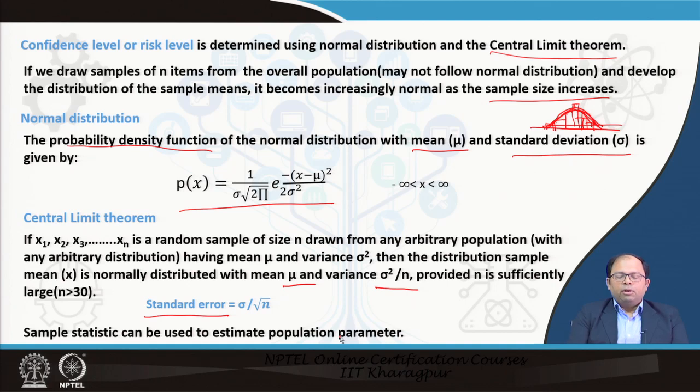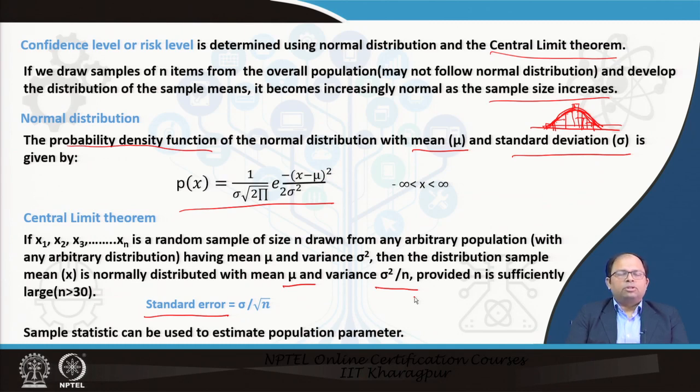That means if I collect a sample and I see that the mean is of a particular value, then I can say that the overall population will have the same mean. And if I collect a sample of more than 30, and we also check the standard deviation of the sample, then we can say that this standard deviation is equal to the standard deviation of the total population divided by the root of the sample size. So from this we can say that the sample statistic can be used to estimate the population parameter.